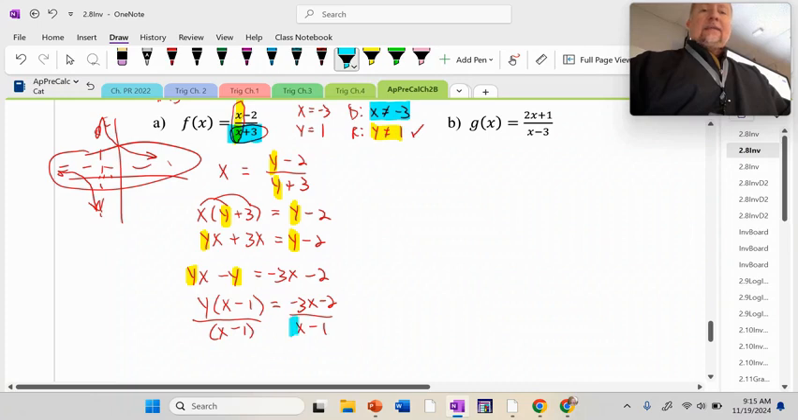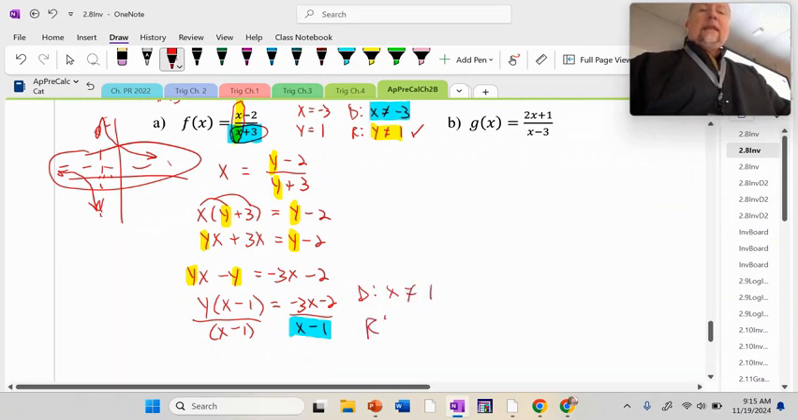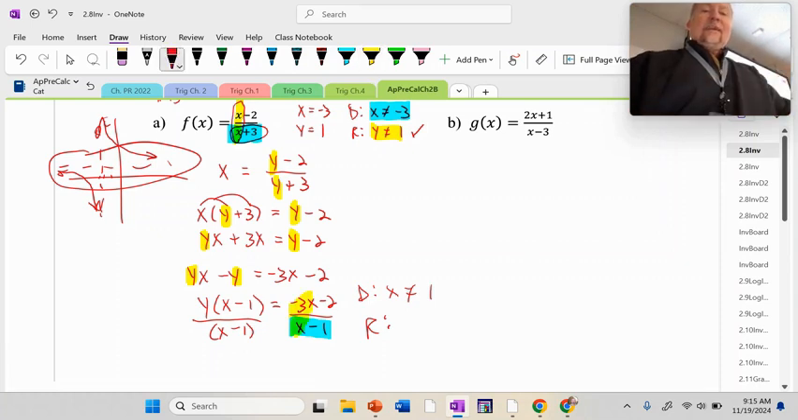Okay, so now watch this. What can't x equal in our answer here? The domain of this is x cannot equal 1. And then what can't y equal?